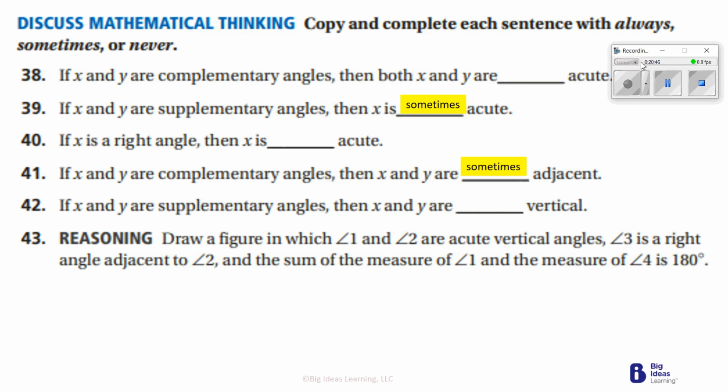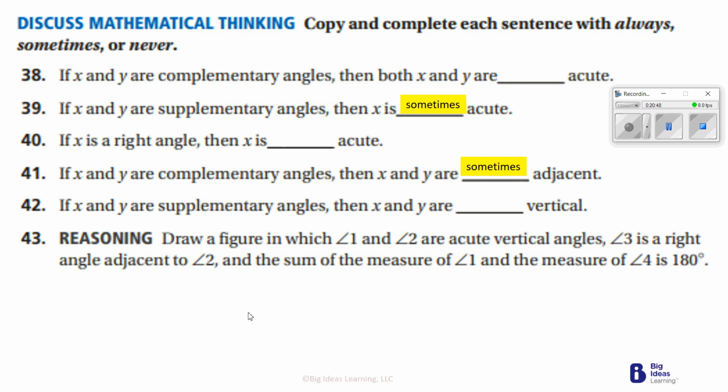Next is number 43. And just to give a tiny bit better explanation, this was supplementary angles, right? So it's a straight line. As you can see, whether I have a line here, x could be acute, but it could be obtuse. And even if I had it straight up and down, that would make 180 degrees. That would be right angles, not acutes. So yeah, sometimes is the right answer here.